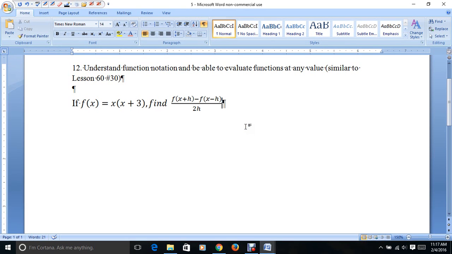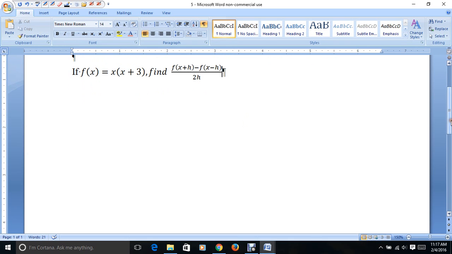Okay, this is from number 12 on the study guide. It's lesson 60, number 30, and this is you are evaluating functions. In this case, you're evaluating the function f of x equals x times x plus 3 at two different values. You're going to evaluate it at x plus h and at x minus h, and then you're going to divide whatever you get by 2h.